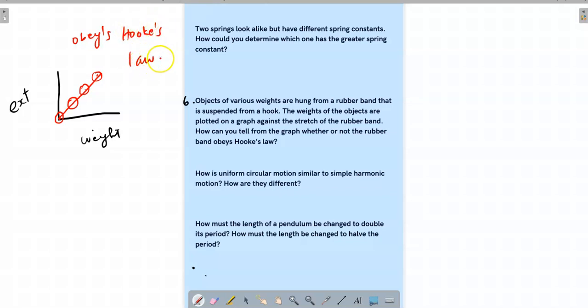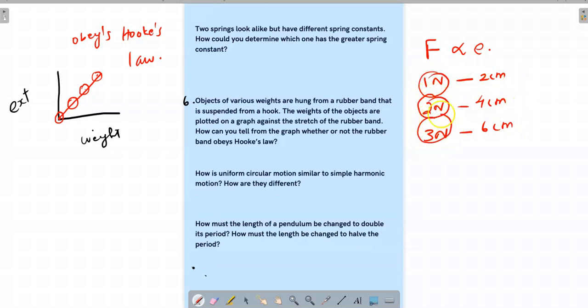Because Hooke's law says the force is directly proportional to the extension. If you add 1 Newton, the extension is 2 centimeters. If you add another 1 Newton, the extension is 4 centimeters. And you add one more equal force, and it is 6 centimeters. So as the force is increasing, the extension also increases.